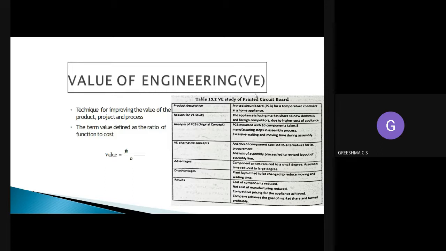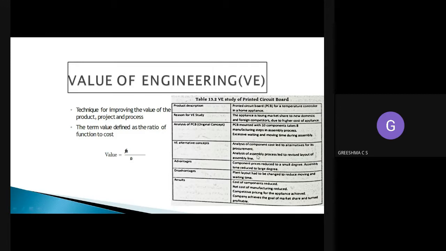Okay, now the fourth one is that you will find an alternative concept. Okay, you will find an alternative concept, that is, in value engineering, for the PCB you are finding an alternative concept. So what is that?